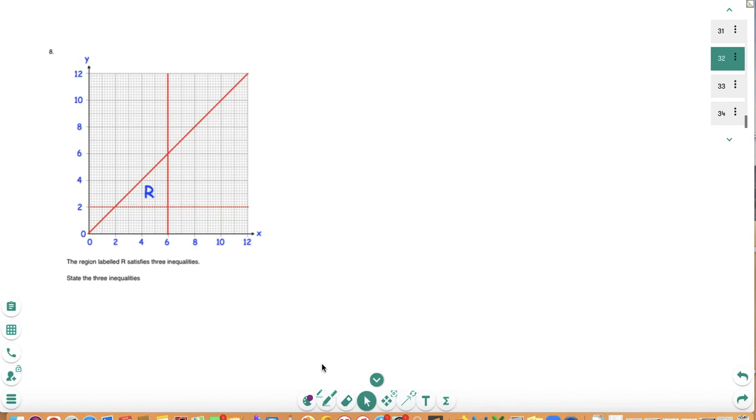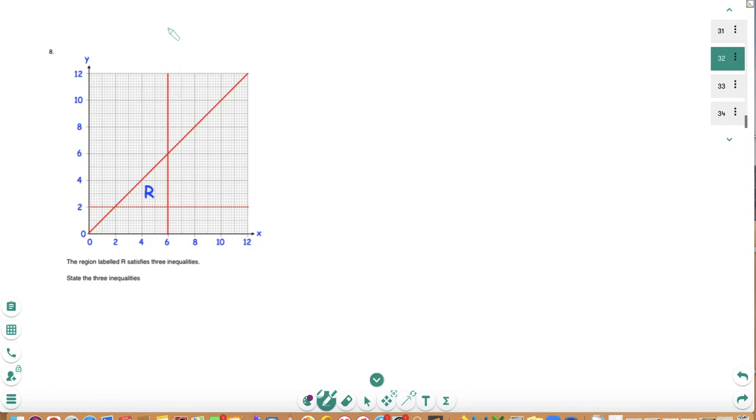And now we're going to do the opposite. Now they've given us our region, and we have to find the 3 inequalities. Let's have a read through the question. The region labeled R satisfies 3 inequalities. State the three inequalities. Basically, the inequalities, guys, are the three lines they've drawn, these three red lines, okay?